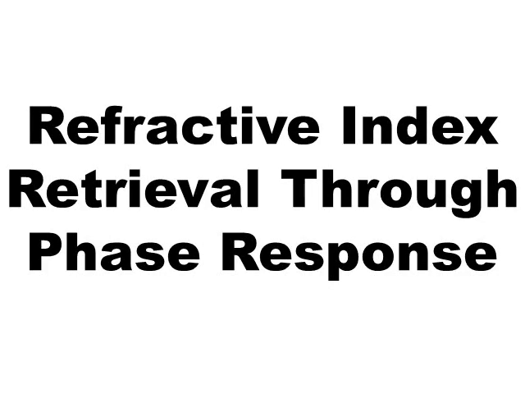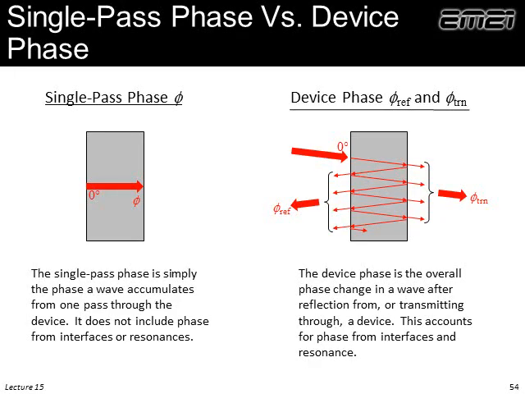Next is a parameter retrieval method that's not discussed a lot, but I think is quite simple. It works really well and also avoids the branching. First, a preliminary definition. I'll talk about a parameter phi that I will call the single pass phase. And what we're talking about is a wave already inside our slab, and it traverses this just once, does not exit, doesn't reflect, just hits that second interface, but it accumulates a certain amount of phase just in this one pass. We'll call that parameter phi, as opposed to what I might call the device phase.